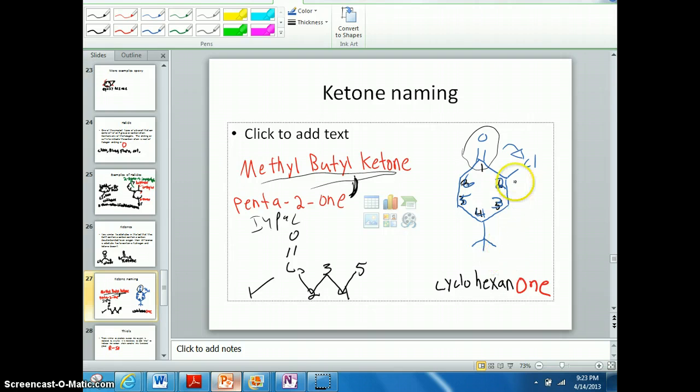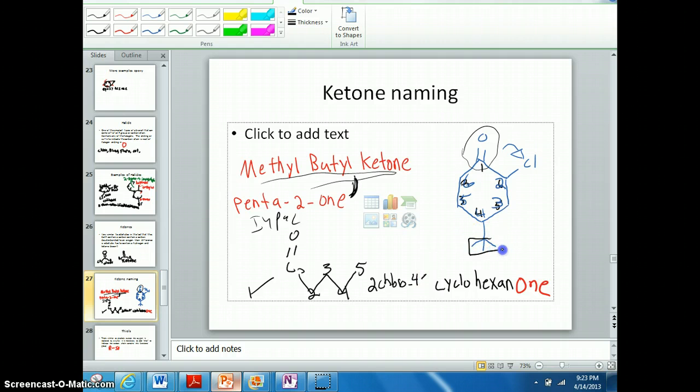So if we're looking at naming this entire thing right here, we have 1, 2, 3, 4. So 2-chloro is going to be up front. And then we just put our 4, and I'm going to run out of room here. This isn't going to look pretty, but we'll just put this here.